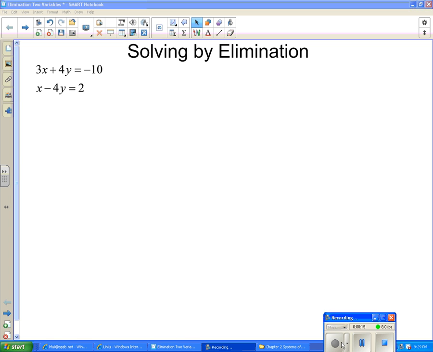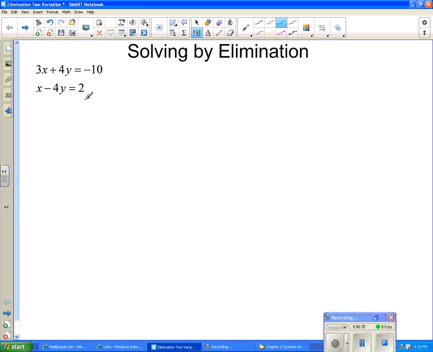If the additive inverse is not in place, then we can create one by multiplying one or both equations by some factor in order to create the opposite. Let's look at the first example. It's pretty easy. I've got 3x plus 4y equals negative 10, and I have x minus 4y equals 2.